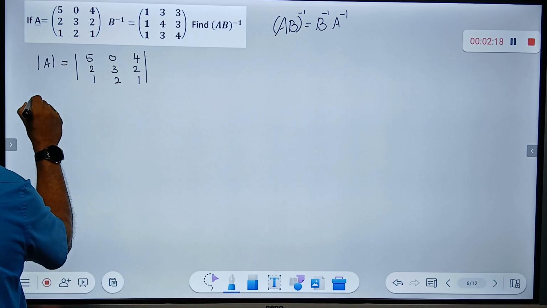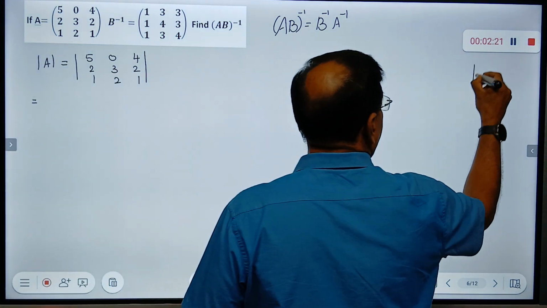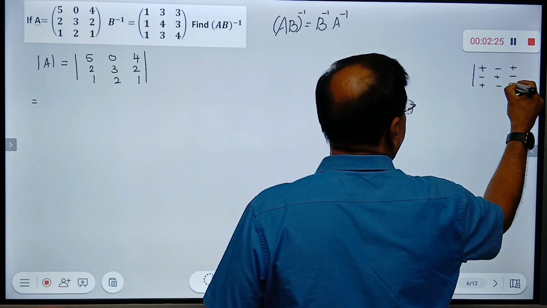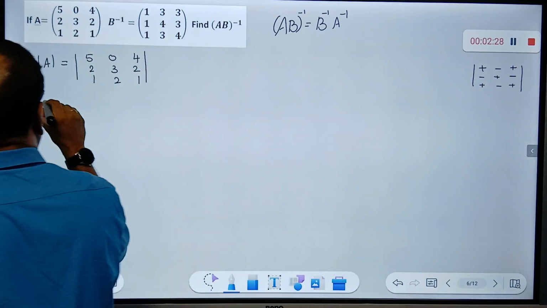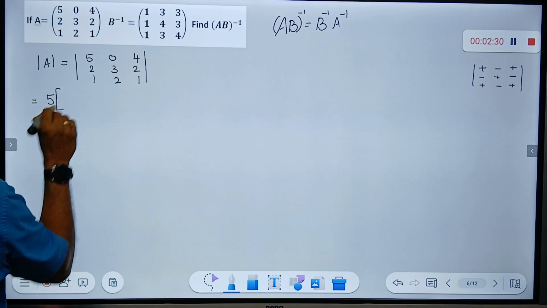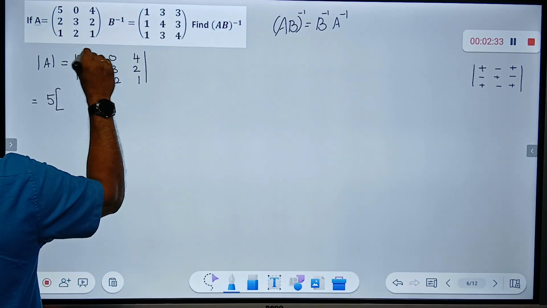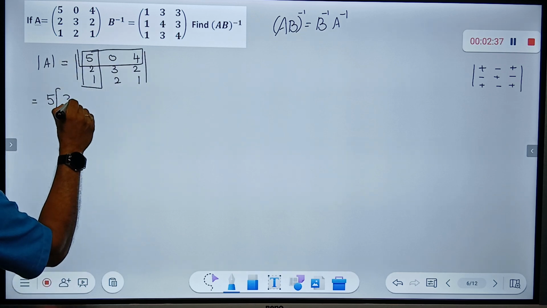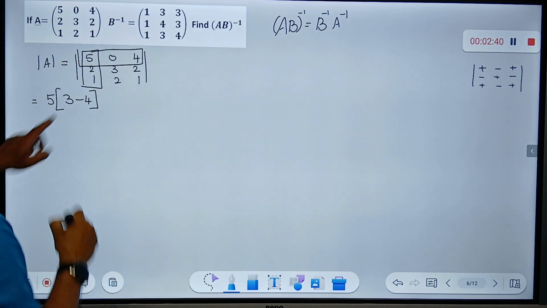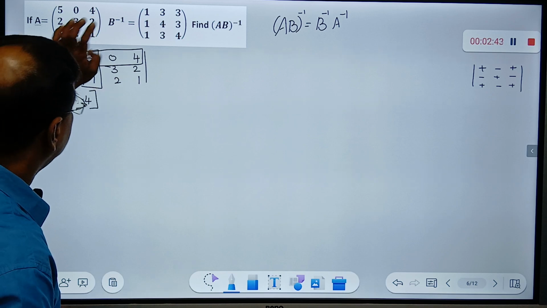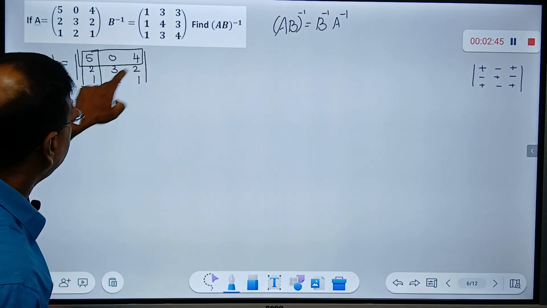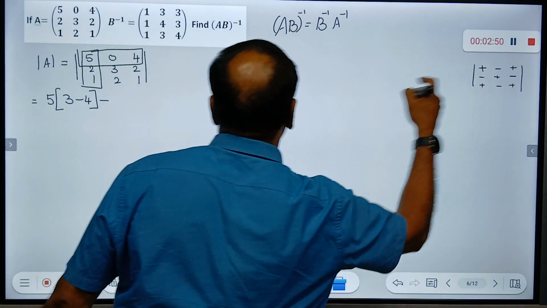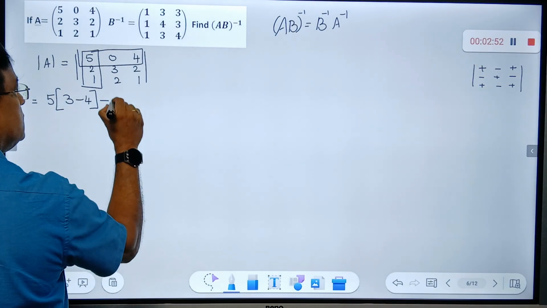I'm going to expand with respect to row 1. And I always want to keep the cofactor signs in my mind: plus, minus, plus, minus, plus. So it's plus, that is 5 into, leave that row and leave that column. So what do you get? It will be 3 minus 4, correct? The next element is minus, and the number is 0.